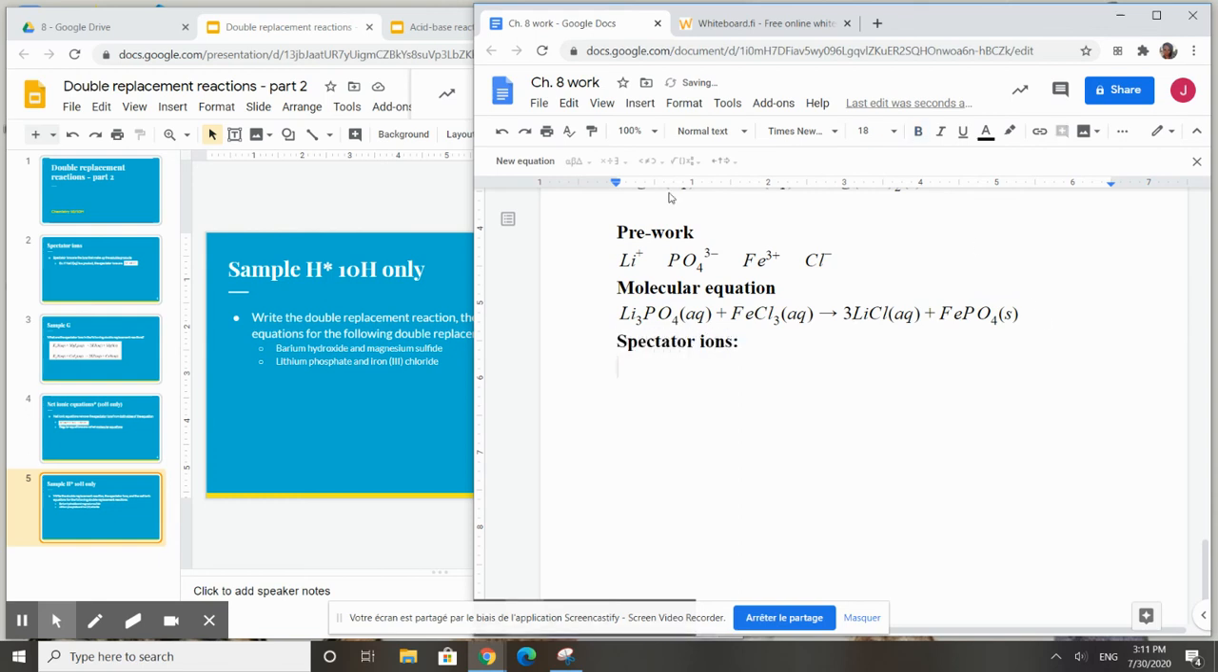Now for my spectator ions, I've got one aqueous product, so I just list the ions, so just Li plus, Cl minus. I don't need to do any sort of balancing for them. And then for the net ionic equation, I'm listing my solid product. And then on the left side, I put the ions that make it, which is why I like to have that pre-work there. And then this is already balanced, so I don't need to do anything more.